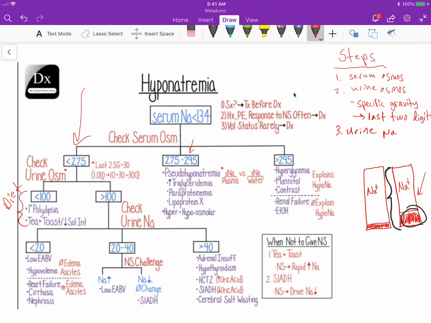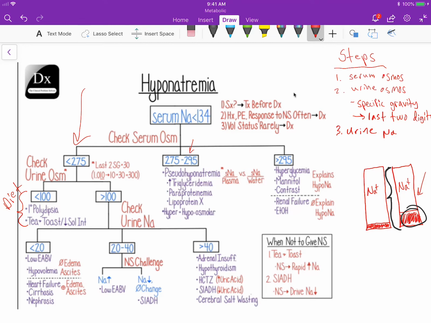All right. So this category in and of itself really is just diet. So if you see hyponatremia in the presence of hypoosmolar urine, then you're likely dealing with some sort of dietary cause of this, and that could be from alcoholics not eating salt, tea and toast, fasting, primary polydipsia, whatever. It doesn't matter. It's diet related.